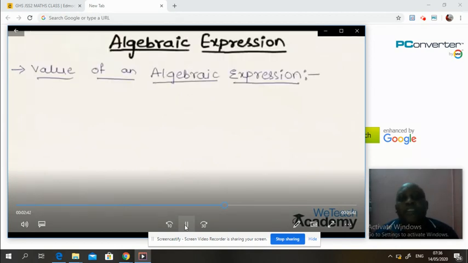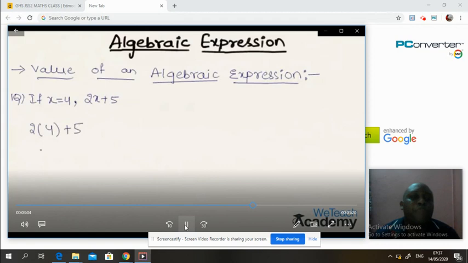Now, the value of an algebraic expression. When you're looking for the value of an algebraic expression, you will be given the value of the variable, so what you need to do is substitute that value to get the answer. For example, if your x is equal to 4 and you have to find 2x plus 5, you replace your x by 4. That will be 2 bracket open 4 plus 5, which gives you 8 plus 5, and that gives you 13.